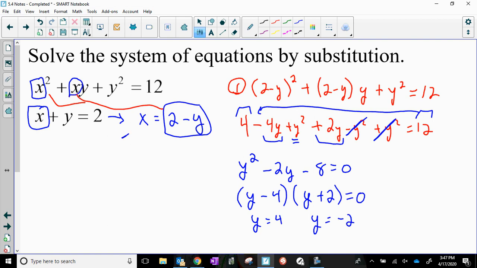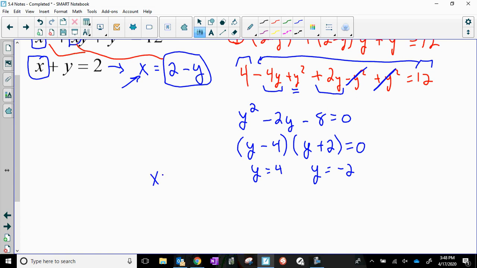Now I need to solve for x. So I'm going to go back to where I already have x by itself. I'm going to plug these numbers in. So x is 2 minus y. And that's going to help me get the x value here. So I got x equals 2 minus 4. So x is negative 2.